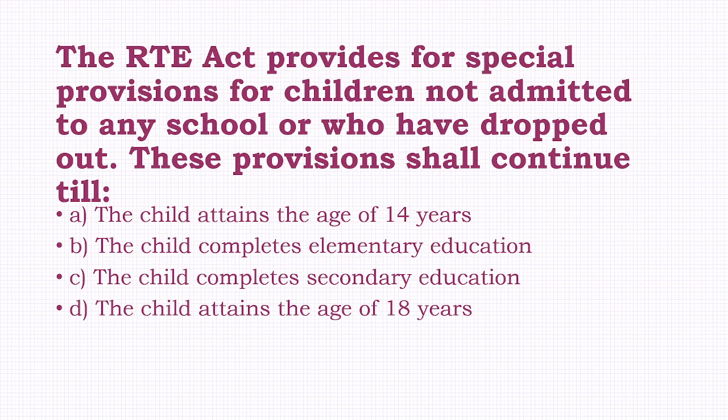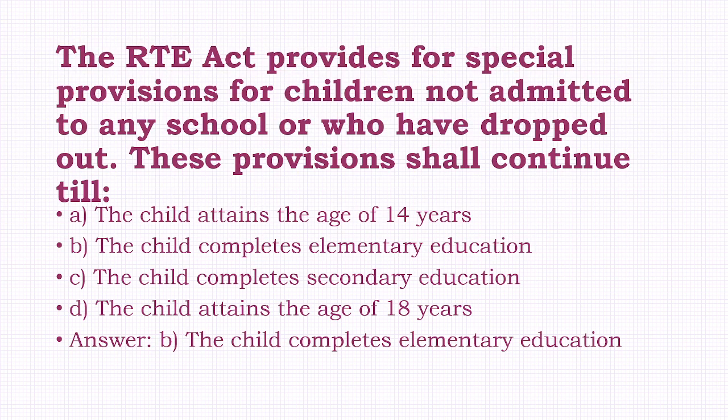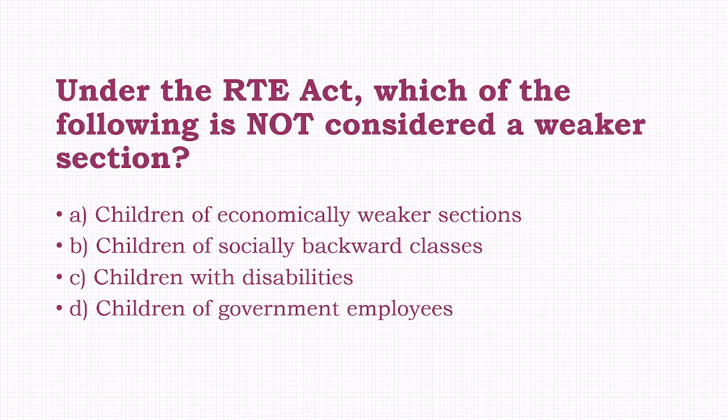The RTE Act provides for special provisions for children not admitted to any school or who have dropped out. These provisions shall continue till option: the child attains the age of 14 years, the child completes elementary education, the child completes secondary education, the child attains the age of 18. Answer of this question is option B, that is the child completes elementary education.